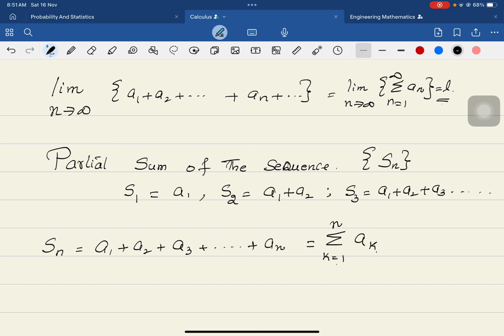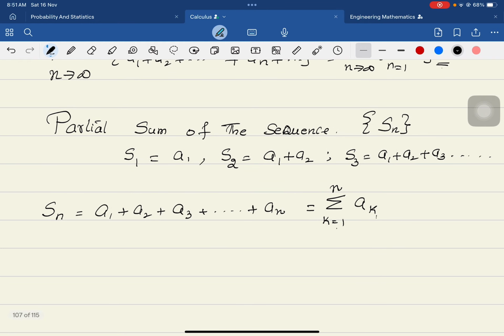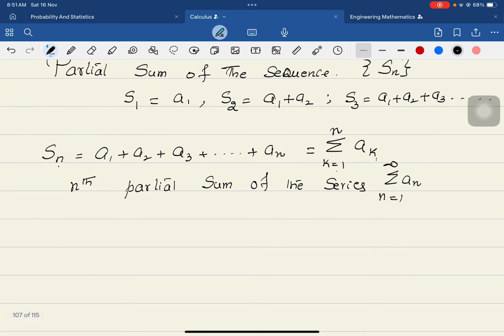K goes from 1 to n, my last term is n. That is the nth partial sum of the series. Sn is called the nth partial sum of the series, sigma n equal to 1 to infinity. So now this Sn is called the nth partial sum.